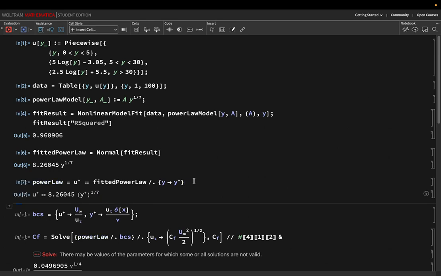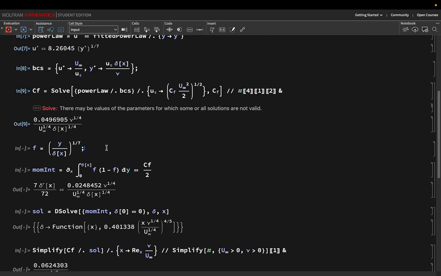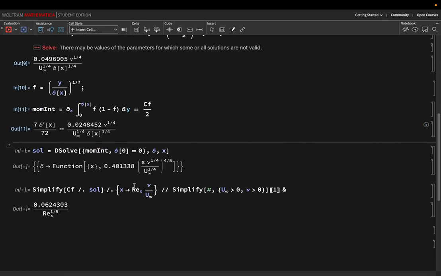Boundary conditions: it is a differential equation of first order, so I need to give some boundary conditions again. With these conditions, the Cf is found to be of this particular form. So it's just the value that I've written there before. Now I will define my function for the velocity profile as y by delta to the power 1 by 7. Substitute that into my momentum integral equation. This is my momentum integral equation. So I will use DSolve, which is a function that is available to solve this kind of equation.